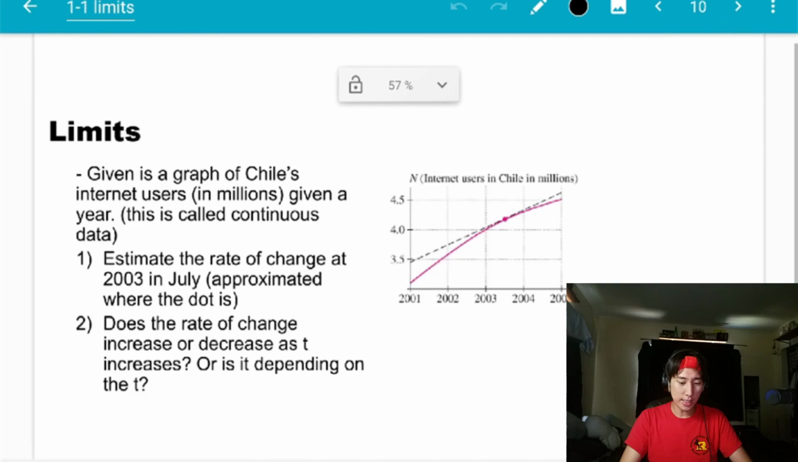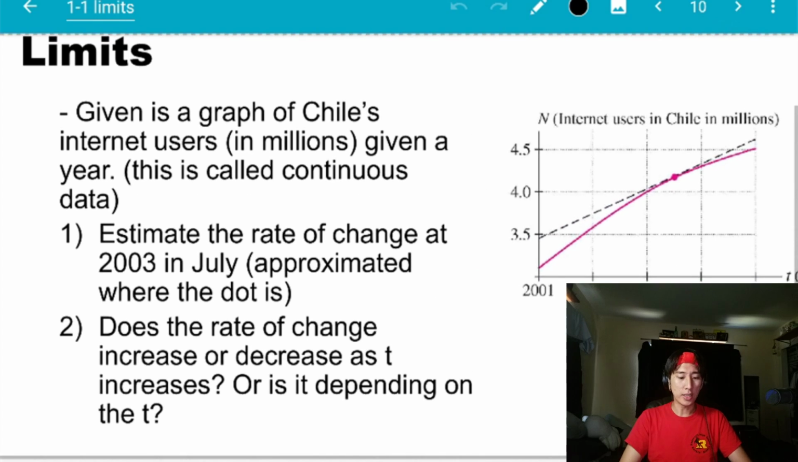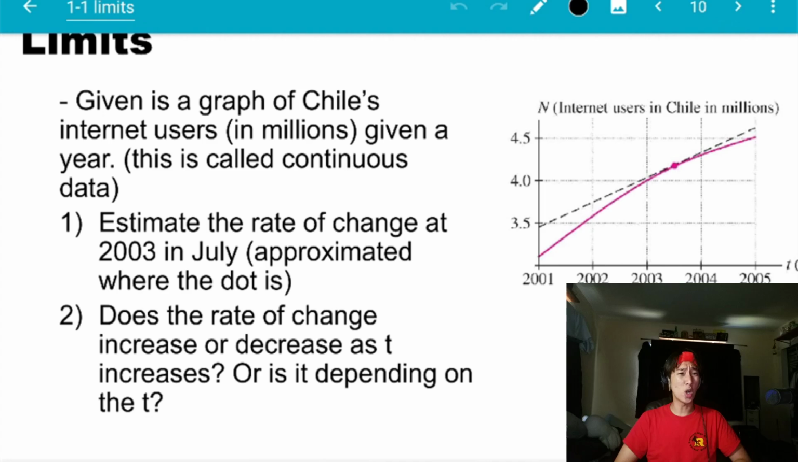So let's look at this one more time before we move on. This is another really common problem. It's almost exactly the same thing. It says this: given is a graph of Chile's internet users in millions given a year. This is called continuous data, just as a fun step. The reason it's called continuous data is because it grows continuously.